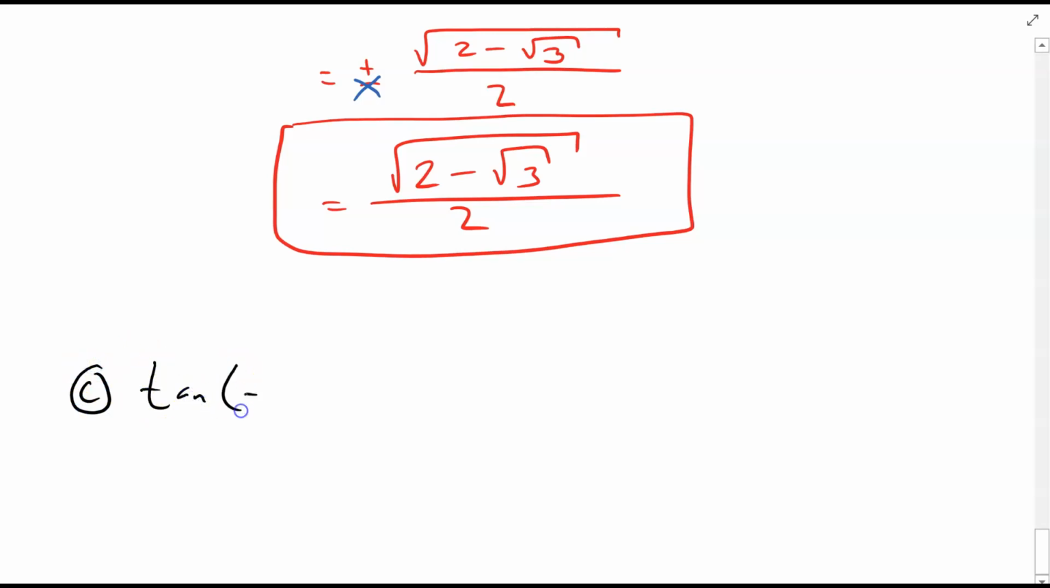What if I wanted to do tan of negative 105? So what am I going to rewrite this as? Negative 210. Still got to have that negative sign on there.